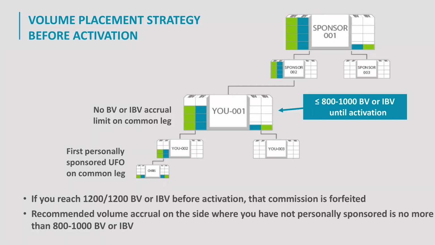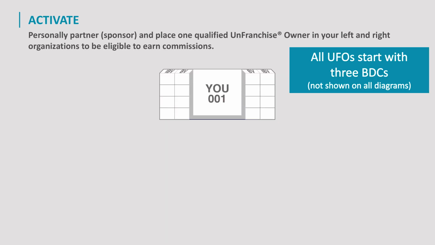This way you're protecting it so that if you make a mistake on placement, you're not at like 1,100 BV and all of a sudden it pushes you over 12 and you forfeit it. Your sponsors also know to place, if they're placing volume because they've sponsored someone below you, it's always on that strong side. It's just a smart strategy to only build that up to 800 or 900 BV on that inside leg, we'll call it, until you're activated.